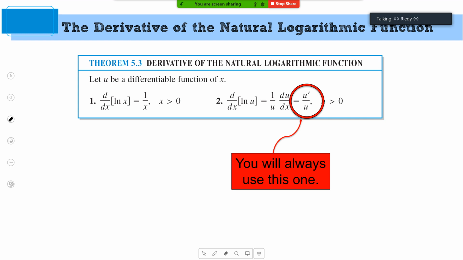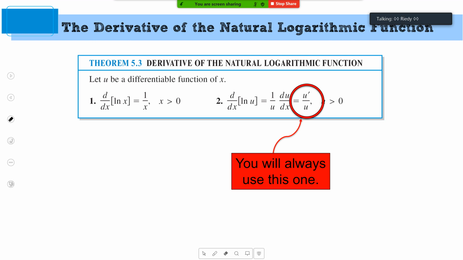Do I need to talk about where this came from? Remember, we defined the natural log as an integral of a function, and that function is 1 over t. So if I take the derivative of an integral, the second fundamental theorem of calculus says they cancel each other out. So this is basically a chain rule.